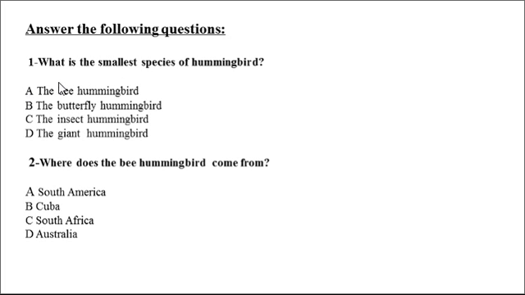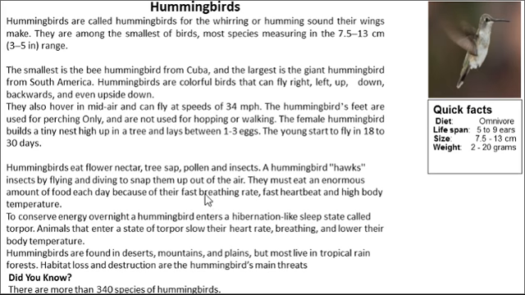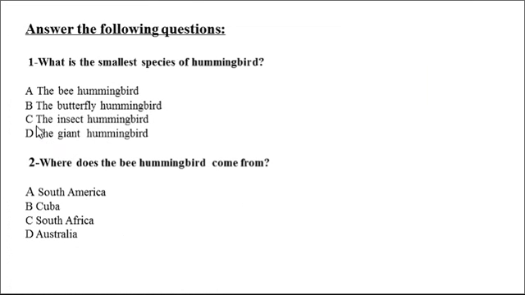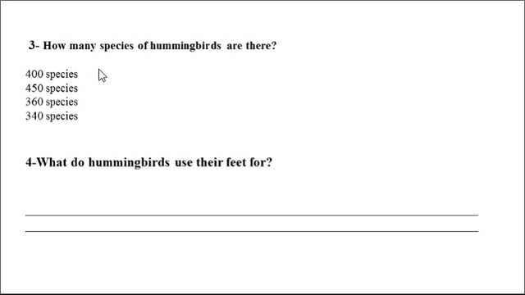Read the question first, then the 4 choices. Go back to the text and find the answer, then put your answer here: A, B, or C, or D. We'll have questions like, what is the smallest species of hummingbird? The question is what. Here the question is where, so he's asking you for a place. You look for the choices, A, B, C, D, and you go back to the text and find the answer. We will have many questions like that.